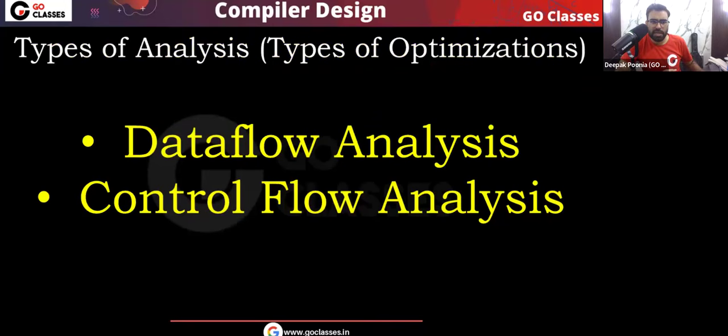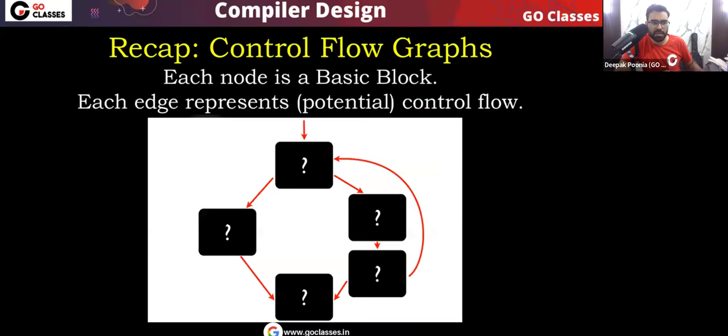Now let's study types of analysis. There are two types of analysis. One is data flow analysis, another is control flow analysis. Let me tell you, in the GATE exam syllabus, we only have data flow analysis. We do not have control flow analysis. But just let's see the difference between data flow analysis and control flow analysis.